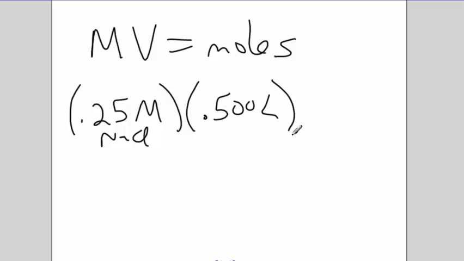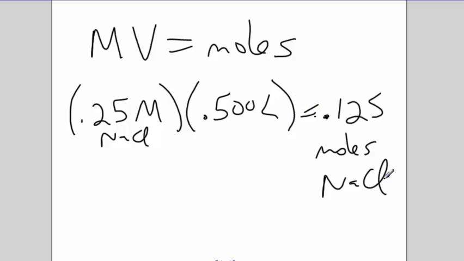So if I said I have a 0.25 molar solution of NaCl and I have 0.500 liters of that solution, moles per liter, cancel the liters, and that gives me 0.125 moles of NaCl. And then I can go on from there to whatever it is I need to go.